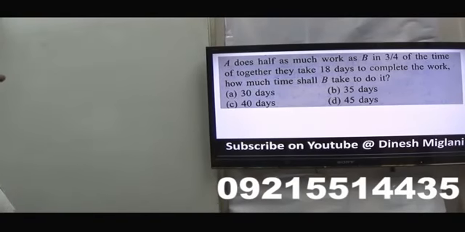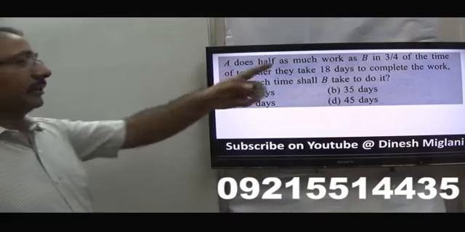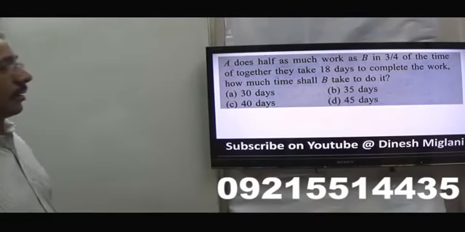A does half as much work as B in 3 by 4th of the time. Together they take 18 days to do the work. How much time should B take to do the work? First of all, we have to just understand the meaning of this information.